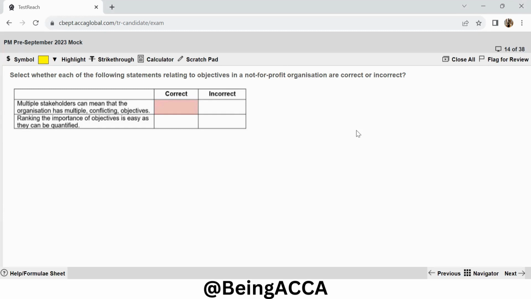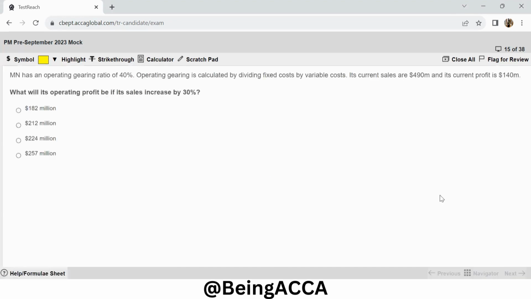Ranking the importance of objectives is easy as they can be quantified. This is absolutely incorrect because objectives are something qualitative rather than quantitative, and when something is qualitative, it is very difficult to objectify them. So let's move to the next one.